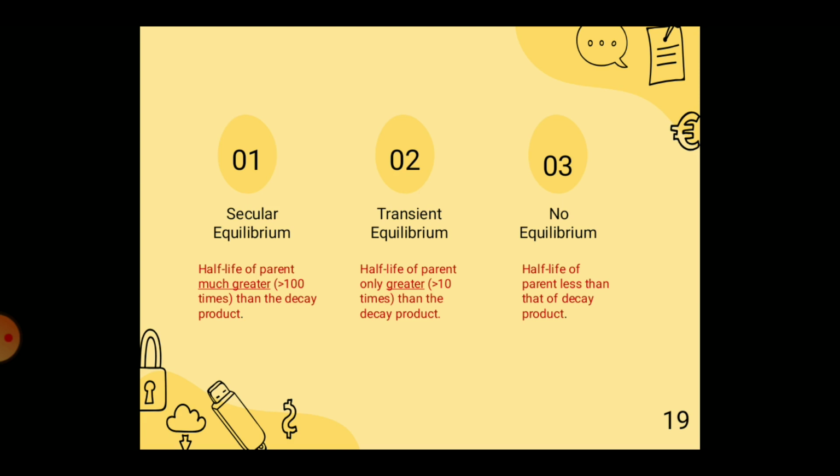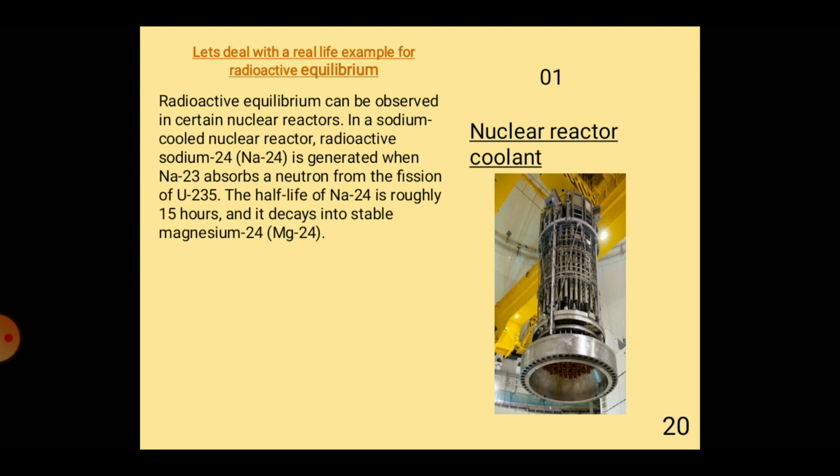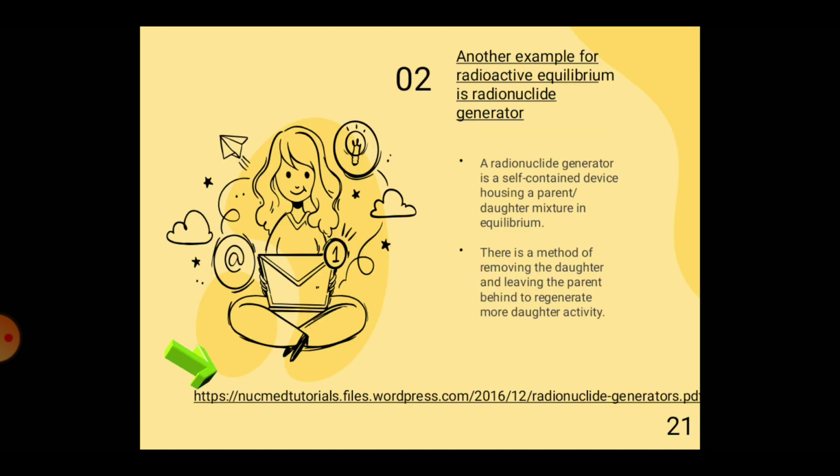Now let's move on to real-life examples of radioactive equilibrium. The first is nuclear reactor coolant. In nuclear reactor coolant, radioactive sodium-24 is generated when it absorbs a neutron from the fission of uranium-235. Another example is a radionuclide generator, a device which provides a short-lived daughter radionuclide decayed from a long-lived parent radionuclide. There is a method of separating the daughter and leaving the parent behind to regenerate more daughter activity. For more details, you can visit the links provided below.